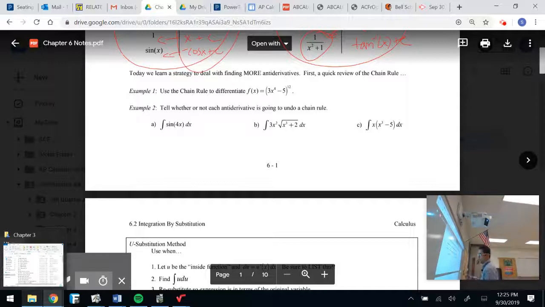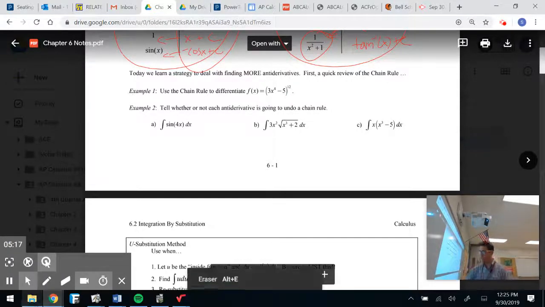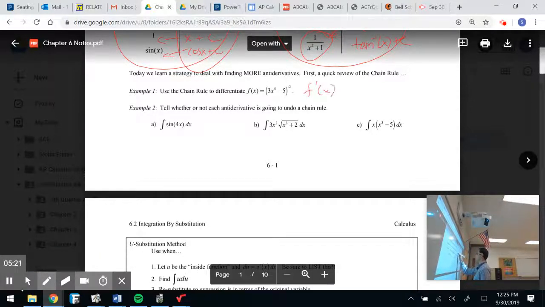First, a quick review of the chain rule. Let's see if we all remember the chain rule. Example 1, take the chain rule right now. Here we go. F prime of x is equal to, drop that inside, outside. Do the outside first. Don't you dare touch the inside. So 12 minus 1 is 11. It's 11 in French. Times, I've got to chain it, 12x to the third, right? And then I can simplify: 144x to the third times (3x to the fourth minus 5) to the 11th.